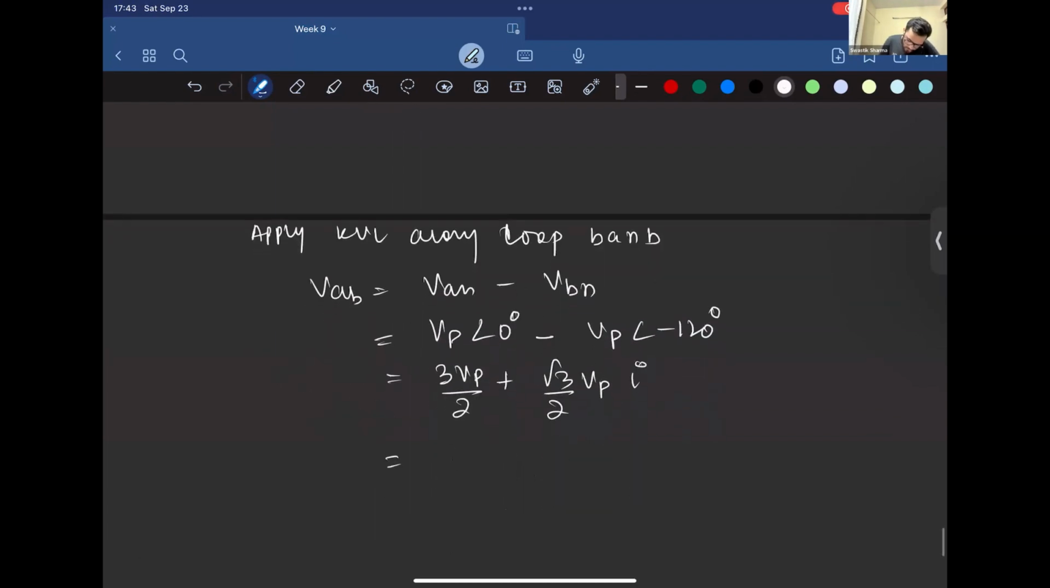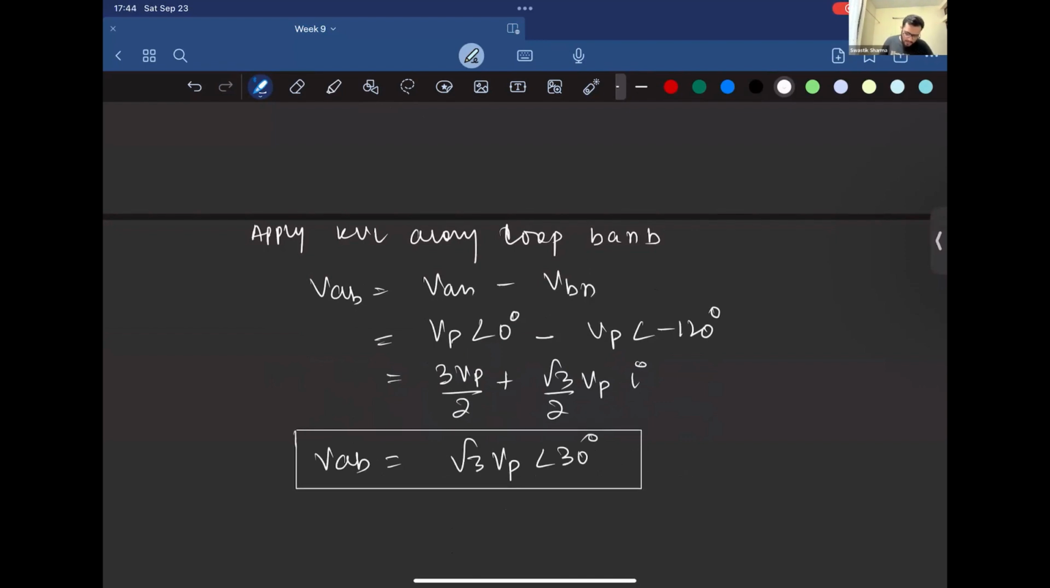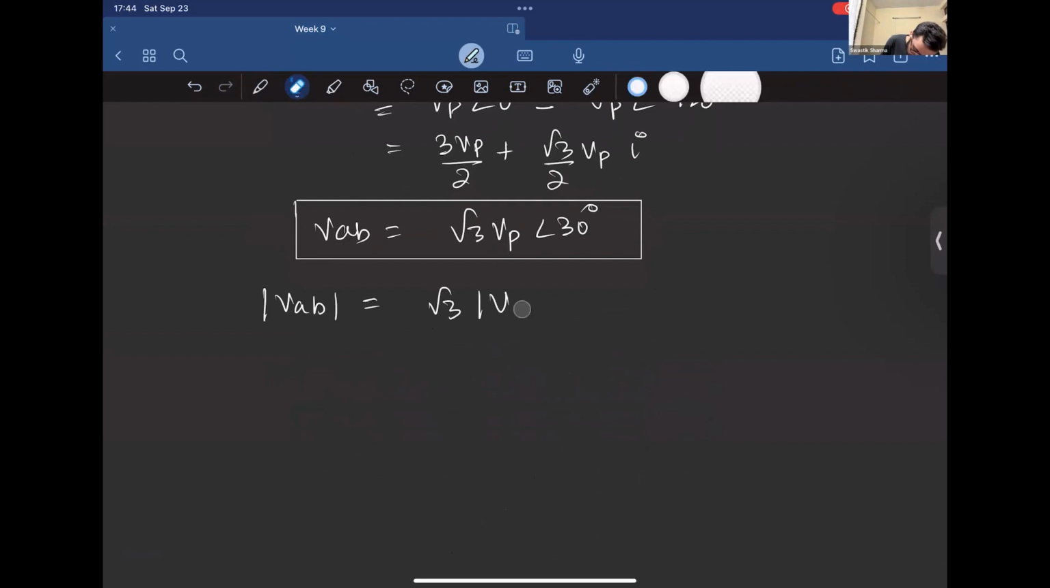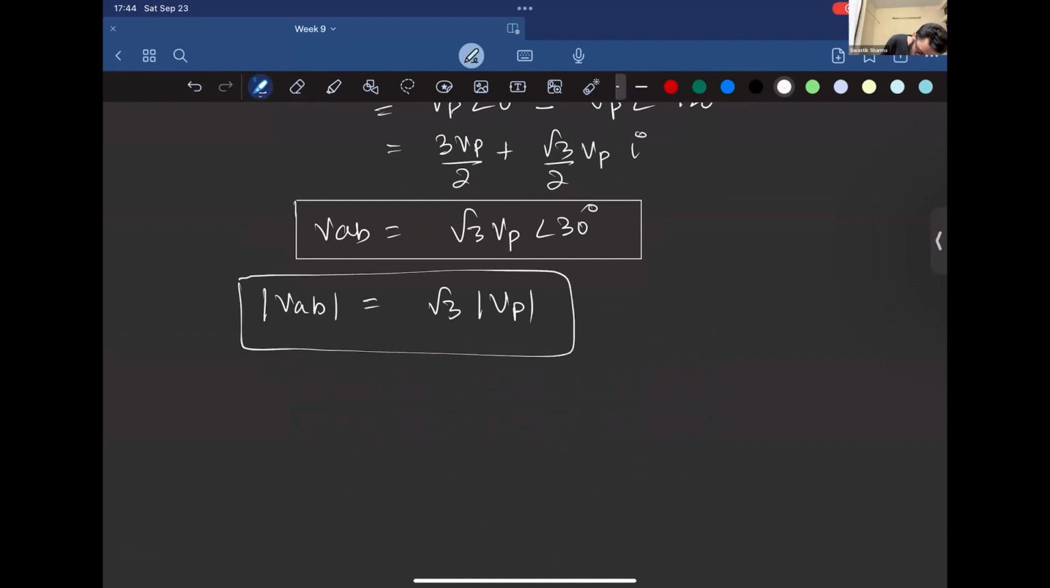That's how it would come out to be, or in the polar form, it can be represented as root 3 times VP angle 30. So that means our line to line voltages are, in magnitude, under root 3 times that of our phase voltages. Sorry, I should have written VL.